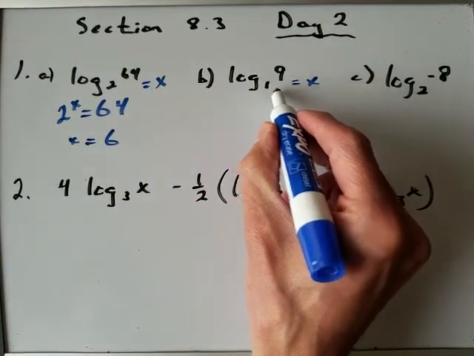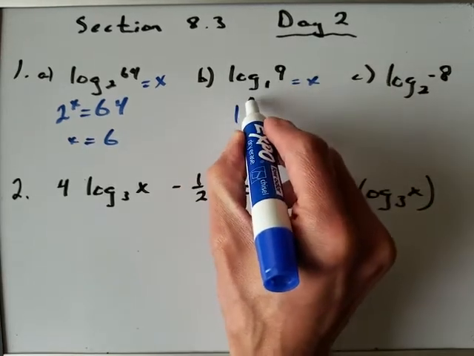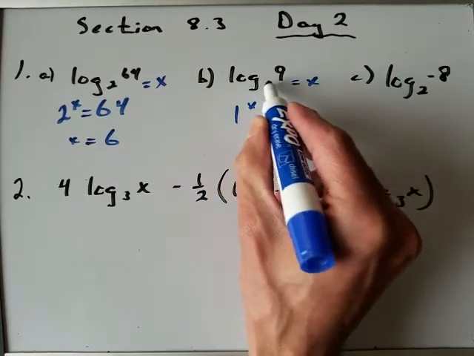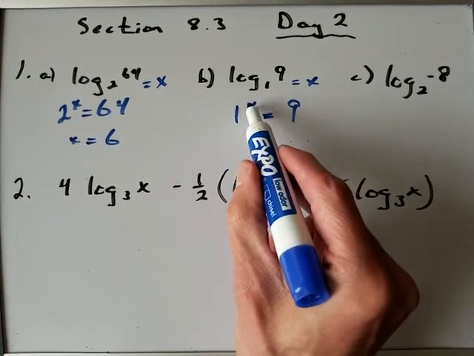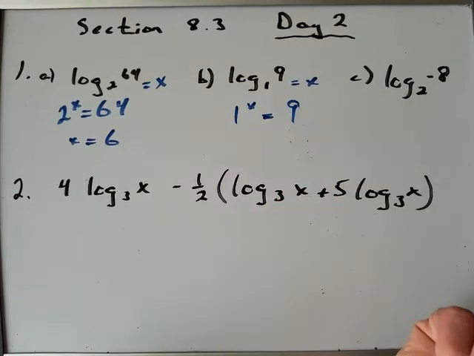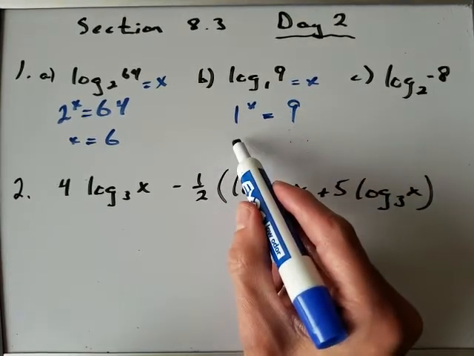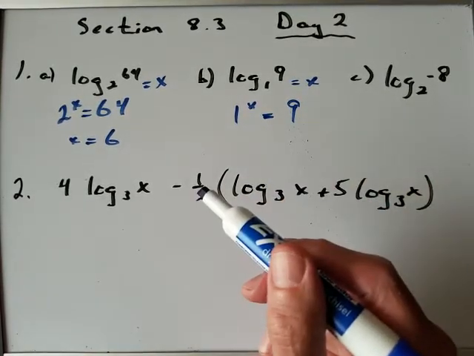Imagine you do the little evaluate and loop it around. 1 to the power x is equal to 9. Now, what's the power? Silence is golden because there's nothing you can do. 1 to any power is still 1. It does not work. That's why it says no solution in the PDF notes.